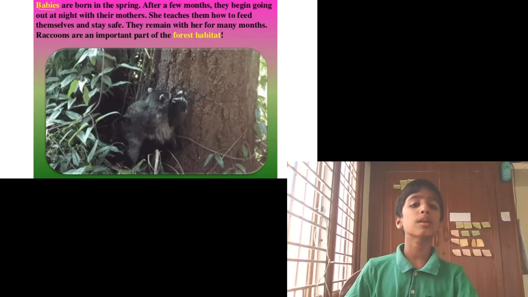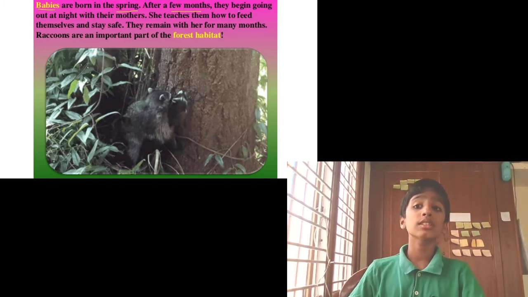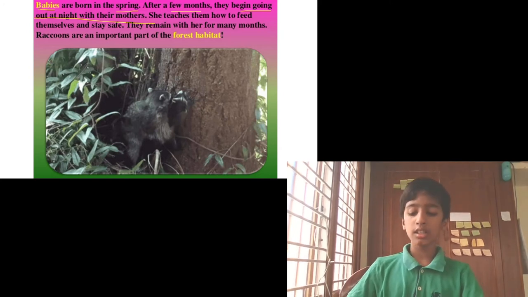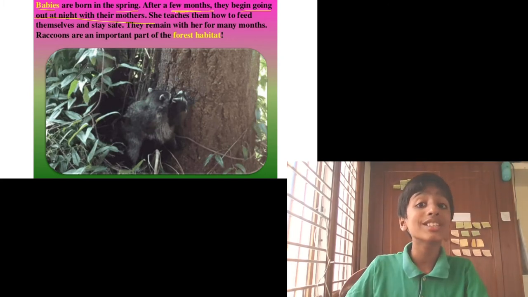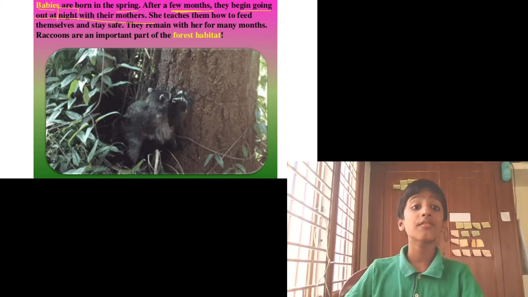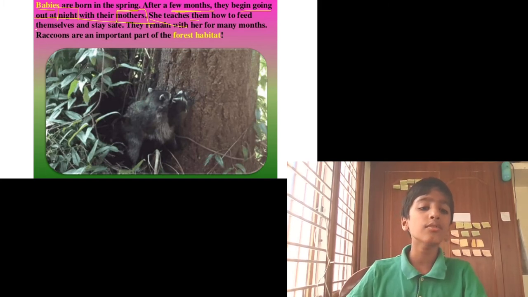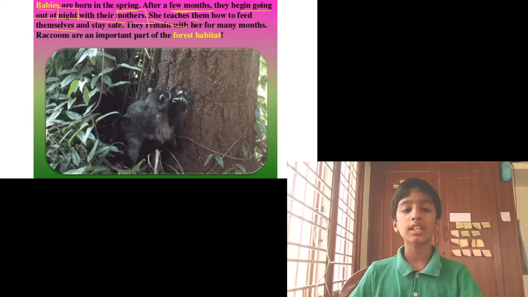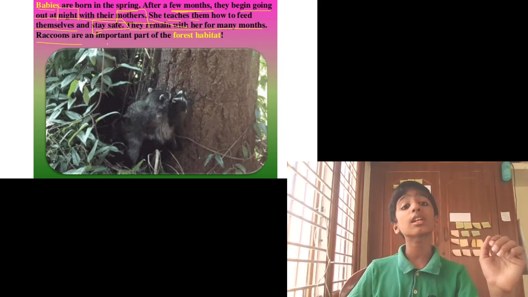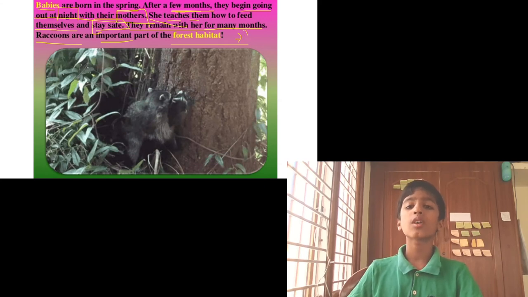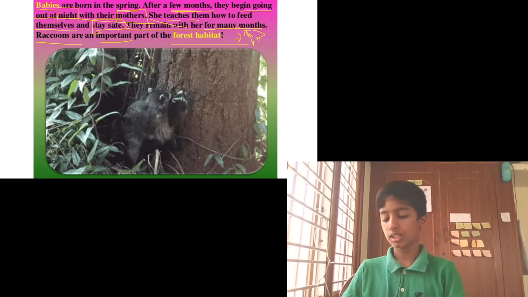Now the babies. The raccoon babies are born in the spring season, and after a few months begin going out at night with their mothers. I told you they sleep during the day and go out at night. After a few months, not few years, they begin going out at night with their mothers, not alone, and she teaches them how to feed themselves. If they want to survive, they must collect food and eat. The mother teaches how to do that, and how to stay safe from other animals like a lion. So they remain with her for many months. Raccoons are an important part of the forest habitat.